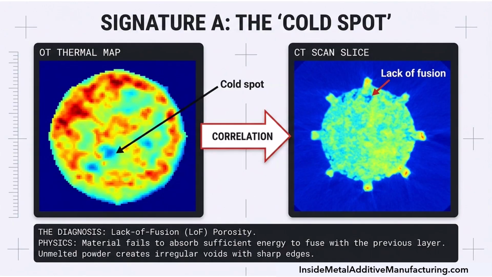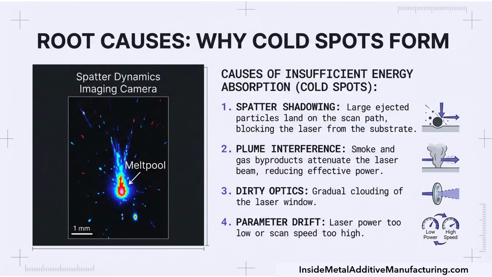A cold spot on an OT thermal map correlates directly to lack of fusion, LOF, porosity, found in X-ray CT scans. Physically, this occurs when the material fails to absorb sufficient energy to fuse with the previous layer, leaving behind unmelted powder particles. These defects are characterized by irregular voids with sharp, jagged edges, which act as severe stress concentrators.